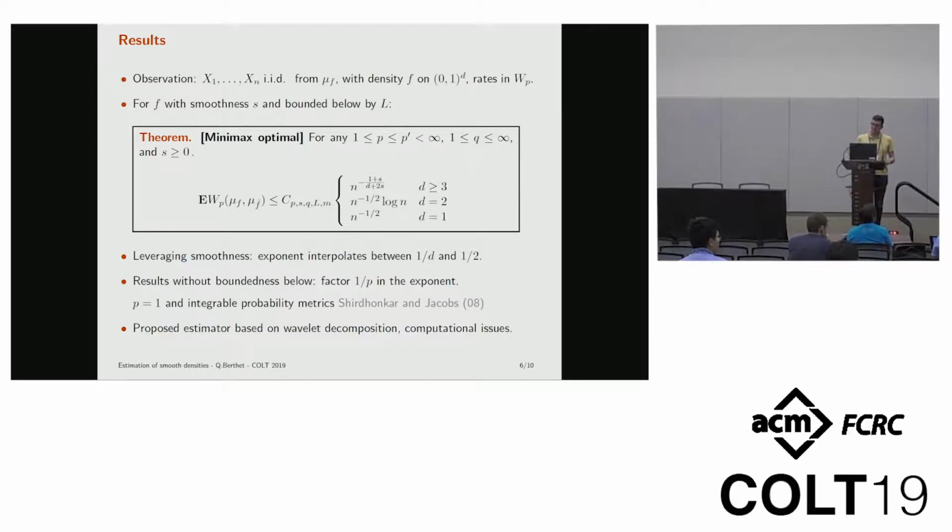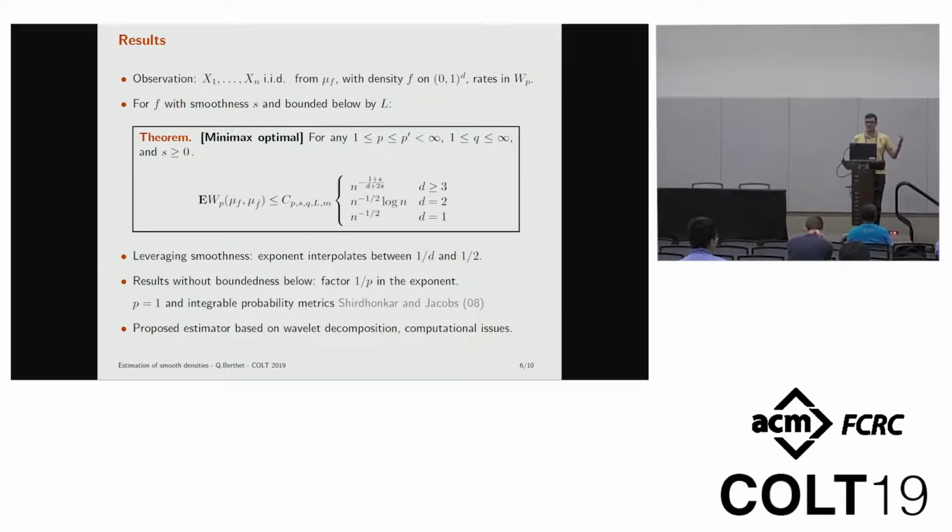In this work, we follow this point of view. So we have an estimator that's based on a wavelet decomposition. And what we obtain is that when we have a function f with Besov smoothness s and bounded below by L, which is not something that comes up often in density estimation, we have these improved rates. And in particular, in high dimension, what's interesting is this n to the minus (1+s) divided by (d+2s). It interpolates nicely when s goes between 0 and infinity, between 1 over d, which is the worst case when there's no smoothness, and 1/2, which is the parametric rate when the smoothness is almost infinite.